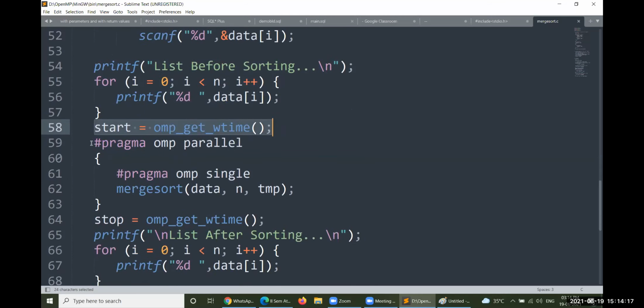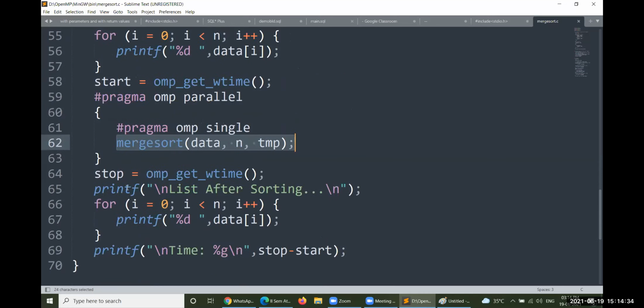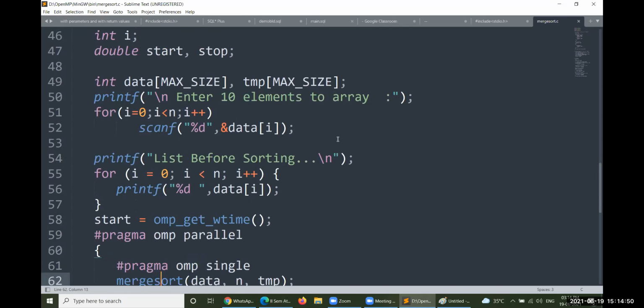Here pragma omp parallel has been taken, and pragma omp single, so only one particular thing is taken into consideration. After completion of this operation, I stop the watch, then print out how much time it has taken, only for sorting, from here to here. And here is the merge sort.